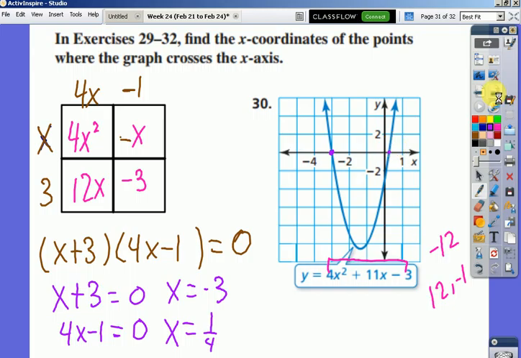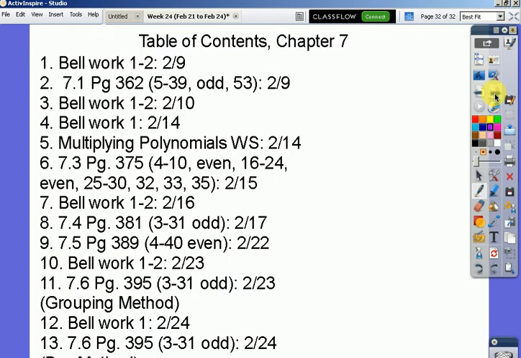As promised, the assignment does not change other than the method. So I want you to do that exact same assignment that you just did, but I want you to do it with the box method.